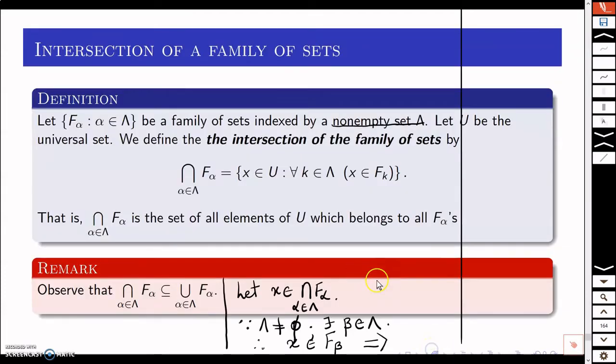So this implies X is there in union of all the F alphas where alpha is coming from the indexing set, because it is there in one of the F betas. That means we have shown that intersection of all the F alphas is a subset of union of all the F alphas where alpha is varying over the indexing set delta, right? So intersection of a family of sets is a subset of union of the same family. So let's look at few examples now.